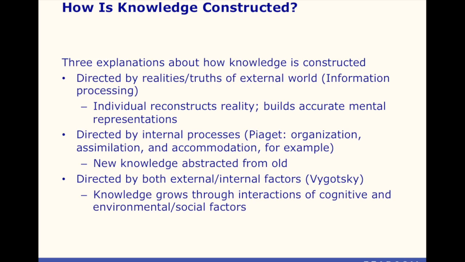So there are three explanations on how knowledge is constructed. Directed by realities, truths of the external world, so information processing. The individual reconstructs reality, builds accurate mental representations. So again, with our panopticon example, we're reconstructing reality and building a mental representation before we build the actual building, to have a purpose, to have control as the purpose.